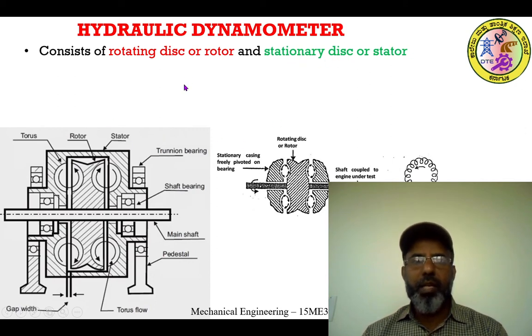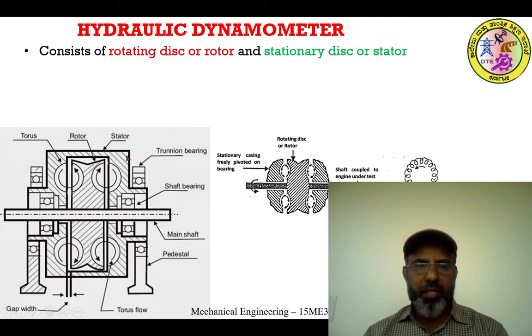Generally, the hydraulic dynamometer consists of a rotating disc called the rotor and the other is the stationary disc or the stator. This is the stator, this is the rotor. In this schematic diagram, this is the rotor, this is the stator, this and this. This is the left hand side, this is the right hand side, this is the stator.